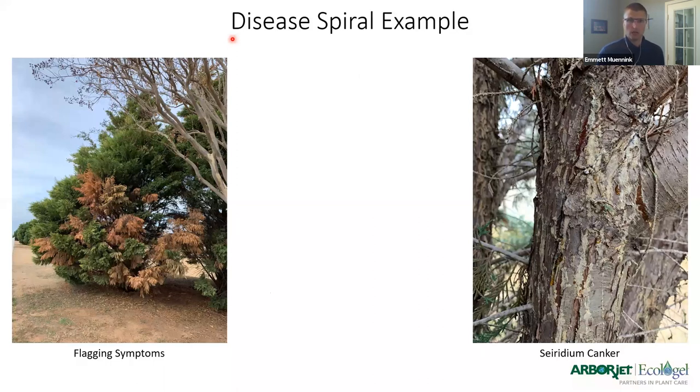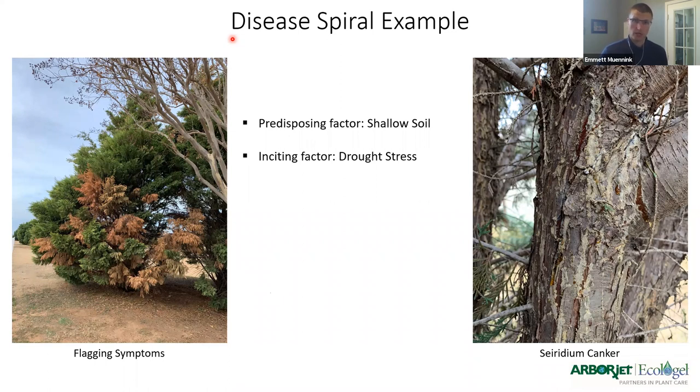Now, Seiridium canker is a very common pathogen of Leland cypress, but the predisposing factor in this case is that the soil on this golf course is very shallow. It's not uncommon in North Texas. We have shallow soils here. The inciting factor for this tree is drought stress, which is exacerbated by shallow soils. Then the contributing factor is Seiridium canker. So that's how it works through that disease spiral.